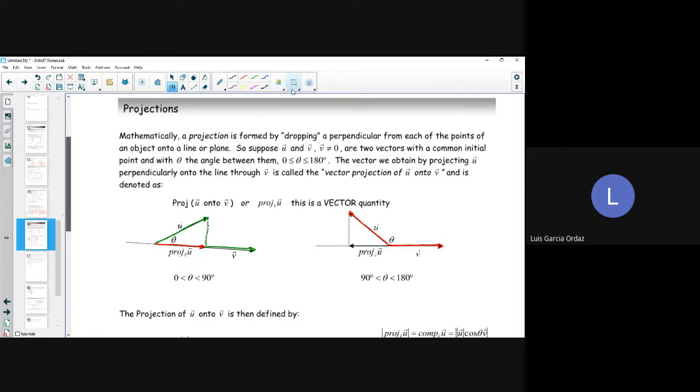So remember, in order to get our projection, we drop a perpendicular line from each of the points of the object onto the line or plane. Because u's head is at the top, I can drop this perpendicular line right here. And from the tail of u and v, I can draw my projection of v onto u, which is this green line right here. So in the first case, my theta is contained within u and the projection of v onto u.